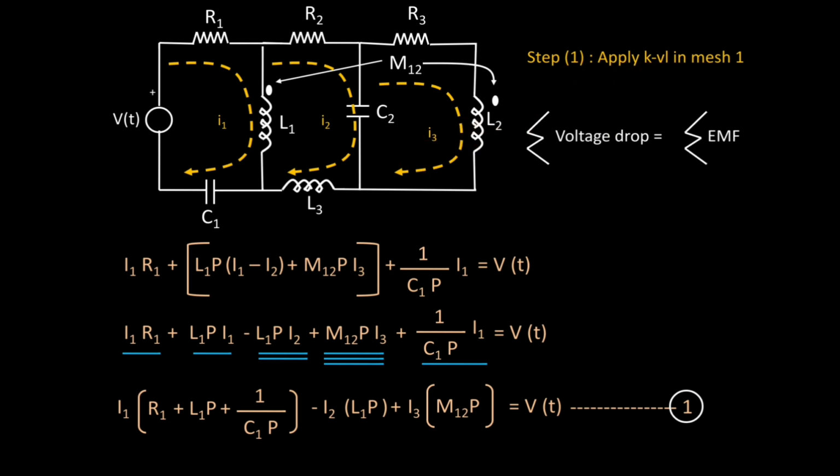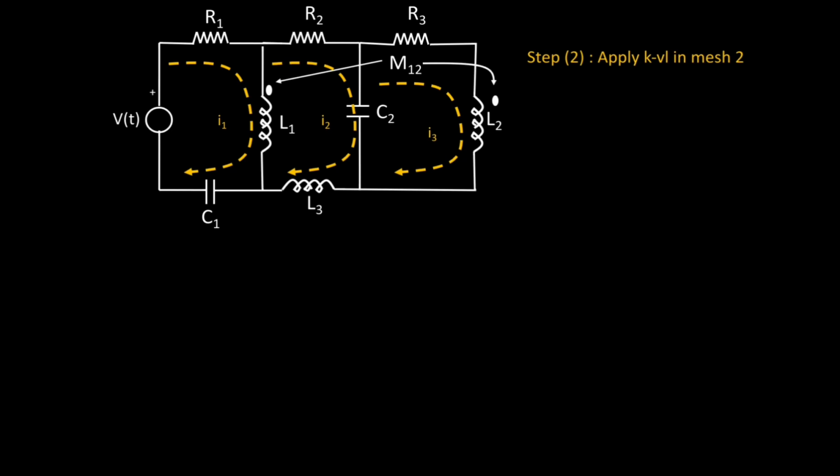Now in the next step, step number 2, we will apply Kirchhoff's voltage law in mesh 2. So again we have to write down summation of voltage drop is equal to summation of EMF. So first of all we will write down the equation for voltage drop. So voltage drop will take place in the elements. So how many elements are connected in mesh 2? So we can see R2, then C2, then L3 and then L1. So 4 elements are connected in mesh number 2. So we will write down the voltage drop equation for these 4 elements.